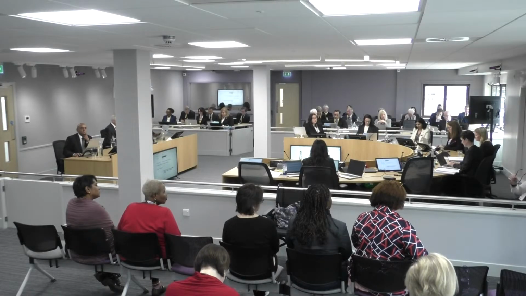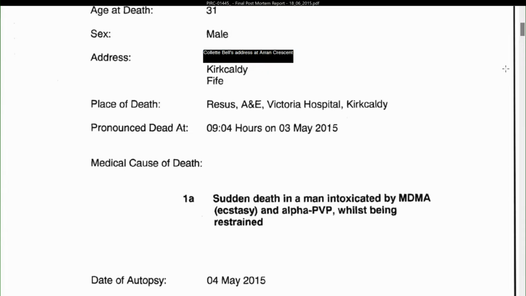And if we move down that page, we'll see that the medical cause of death, having initially been described as unascertained, pending those investigations, we now see it is given as sudden death in a man intoxicated by MDMA, which is called ecstasy, and alpha PVP whilst being restrained. Yes. And so that was certified by you as the medical cause of death. And that was after all of the results that you'd considered.